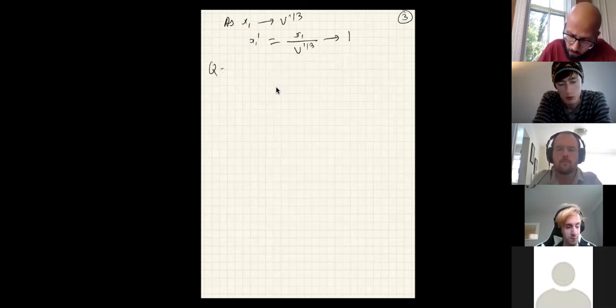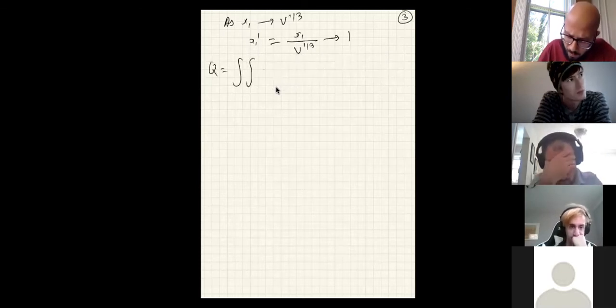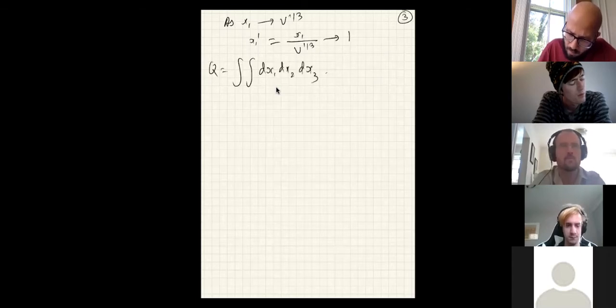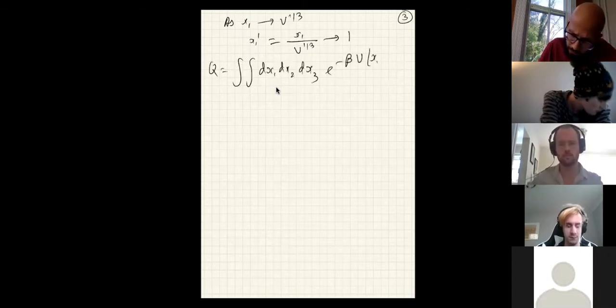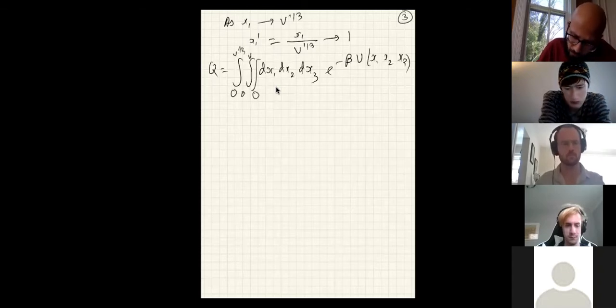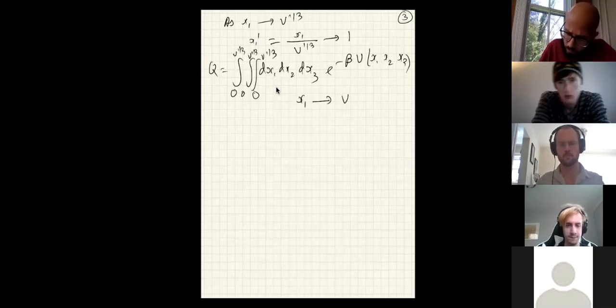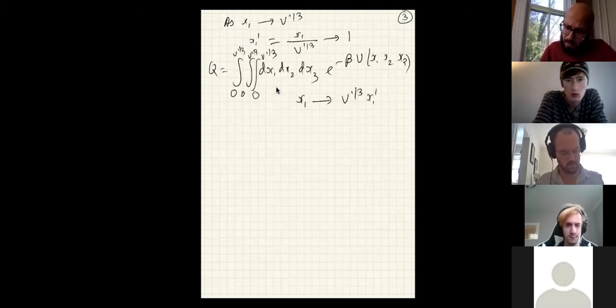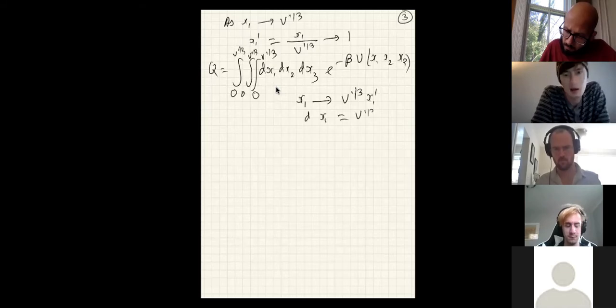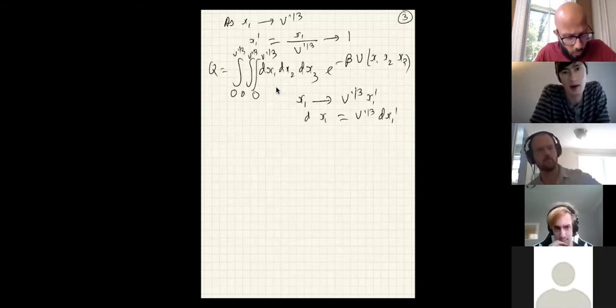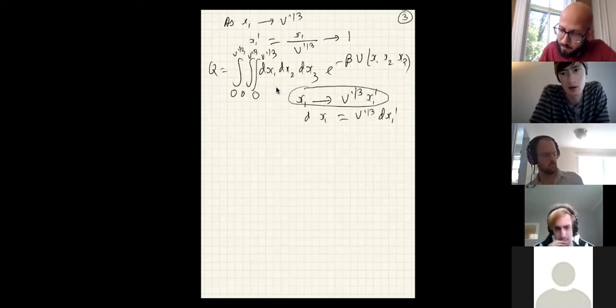I haven't done anything. So Q was, and I'm just going to write down three of them, dx1, dx2, dx3, e to the power minus beta U, which is a function of x1, x2, x3. And each of them went from 0, 0, 0 to v to the power 1 by 3, v to the power 1 by 3, v to the power 1 by 3. Now I am saying, change x1 to v to the power 1 by 3 times x1 prime. I'm wondering about the limits to begin with. The limit is exact. We are not doing any funny business.